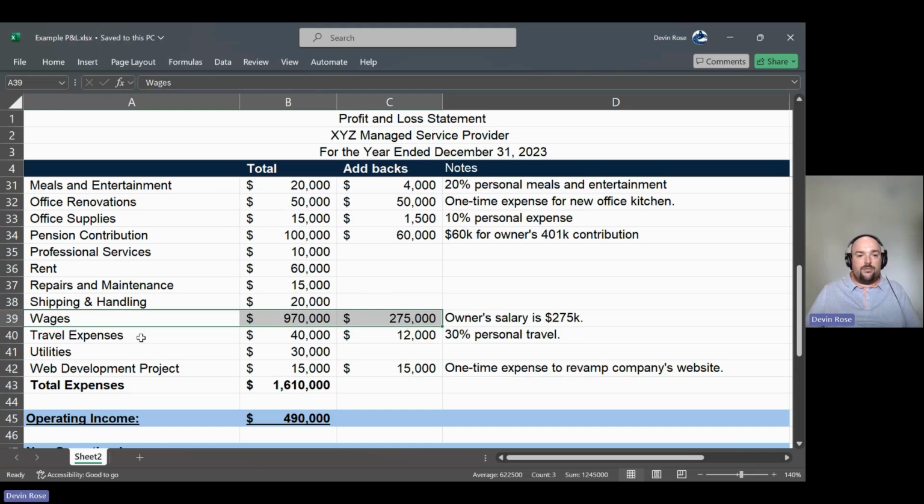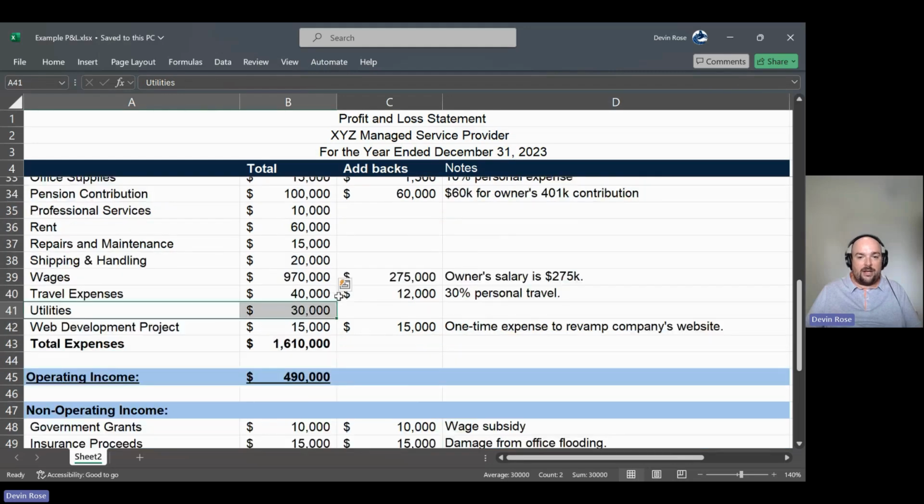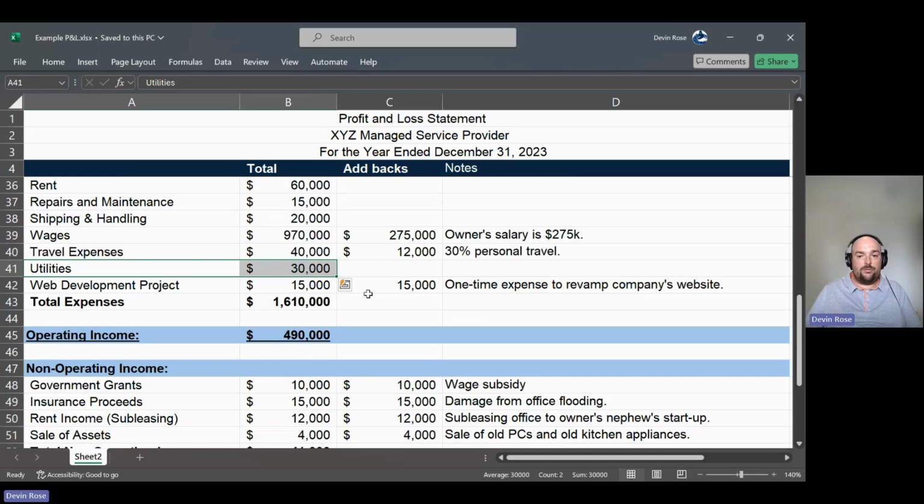Travel expenses. So $40,000 for travel, of which we're estimating 30% is actually personal. So we add back $12,000 there. 30 grand for utilities doesn't get added back. The buyer would also be expected to maintain those. And then we have a one-time website redesign project here of 15 grand, which gets added back in its entirety.